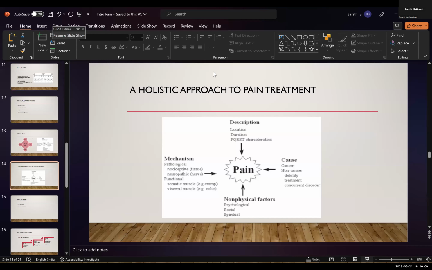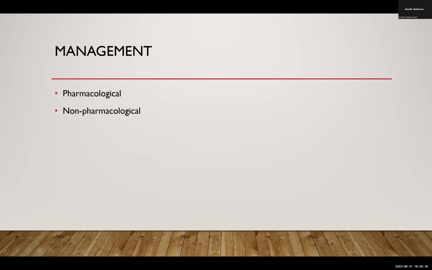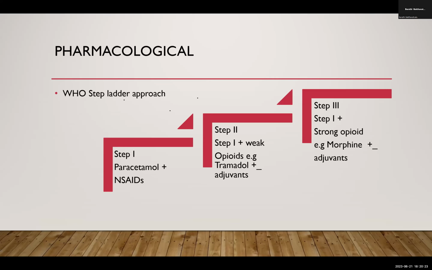Right. So I'm just going to go through pain management very quickly. Management of pain uses both pharmacological and non-pharmacological agents. Pharmacological management of pain mainly uses the WHO step-ladder approach to pain. This step-ladder approach has 3 steps. Depending on the severity of pain, we will be using particular drugs in that step. Step 1 is for mild pain.